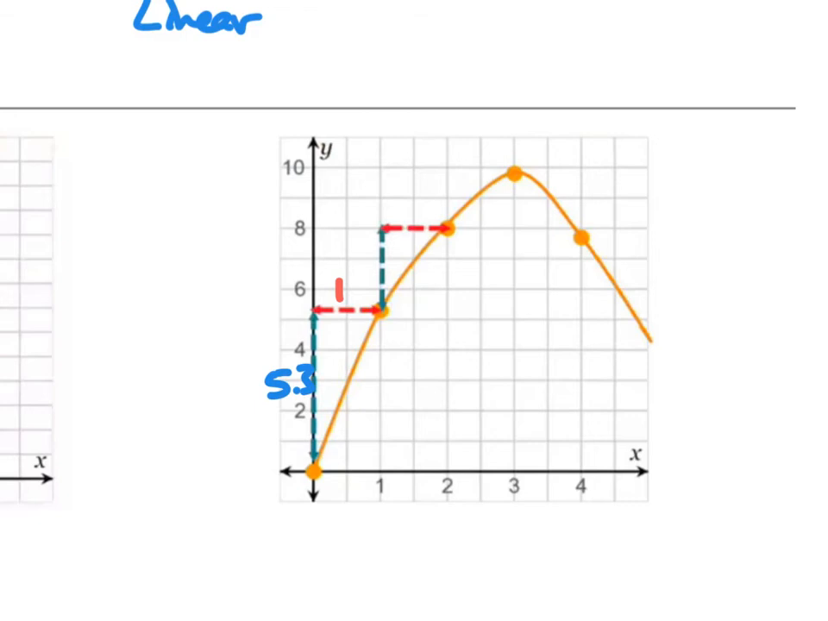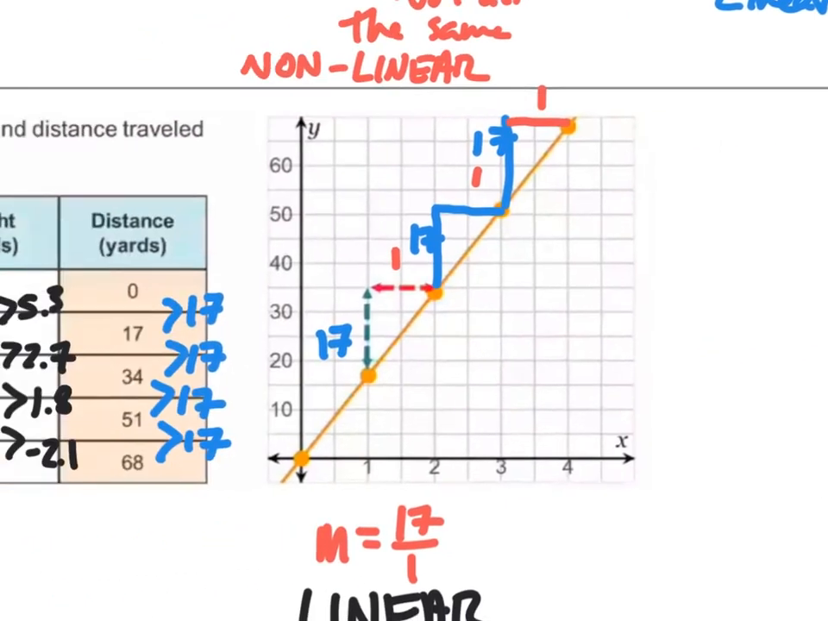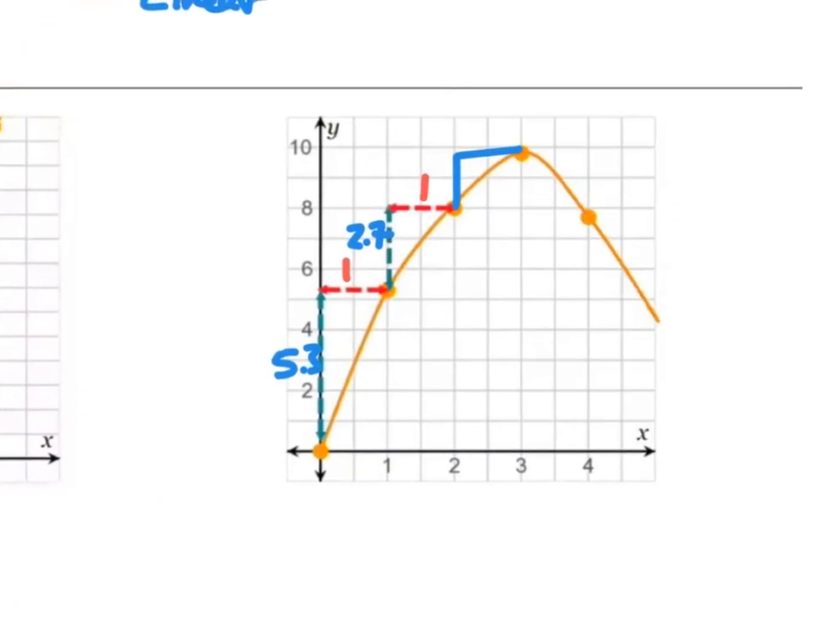Okay, here you go up 2.7, and then you go over 1. All right, and then you go up, what is it, 1.8? I have to come back over here and look. 1.8, yeah, 1.8. So you go up 1.8, okay, and then you go over 1.